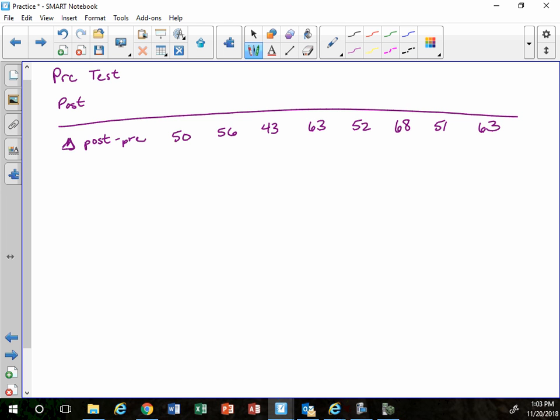All right, the question's asking us, is there significant evidence to suggest that Mr. Grossman's teaching improves the scores on this math test? So we're doing a hypothesis test, it's just a matched pairs test. So let's talk about mu of delta. This is the average change in test scores, and we did post minus pre. You're just defining what we're looking at.